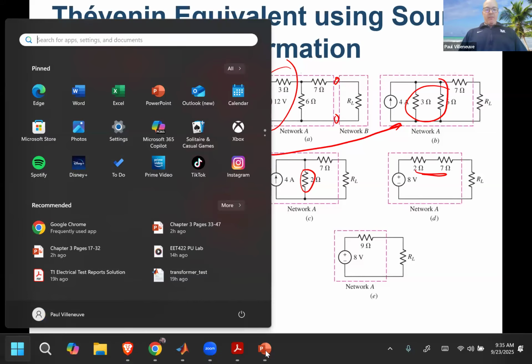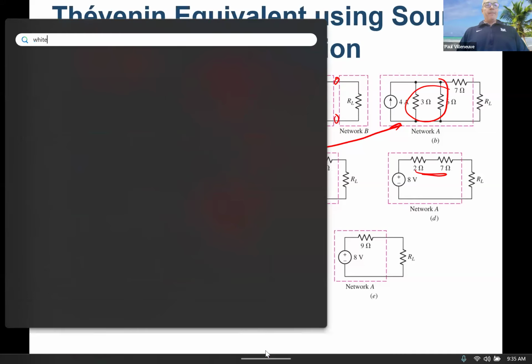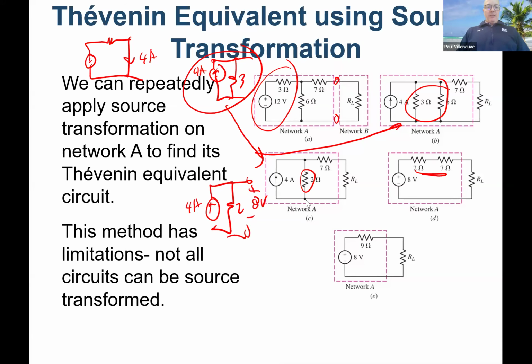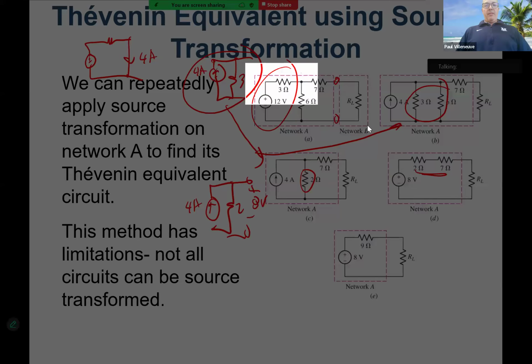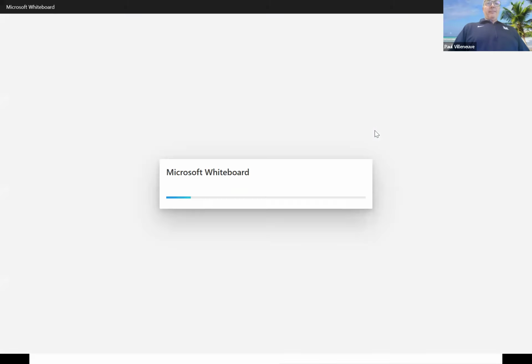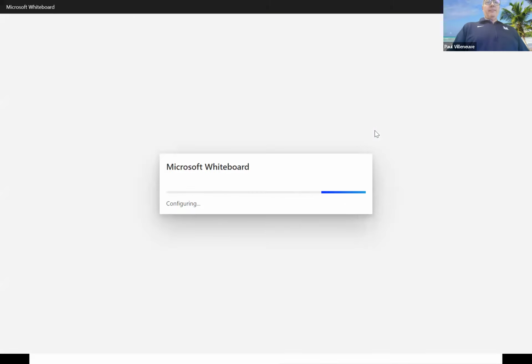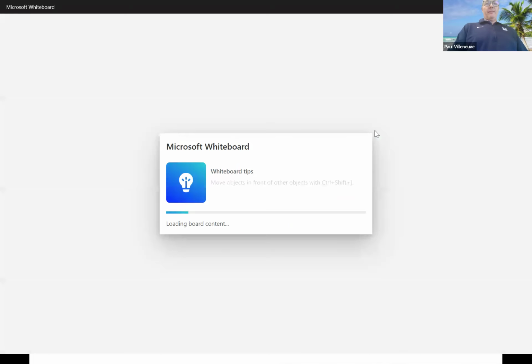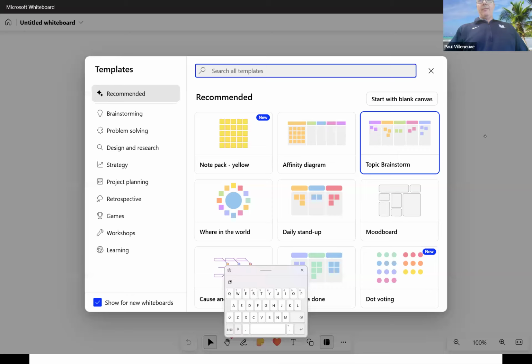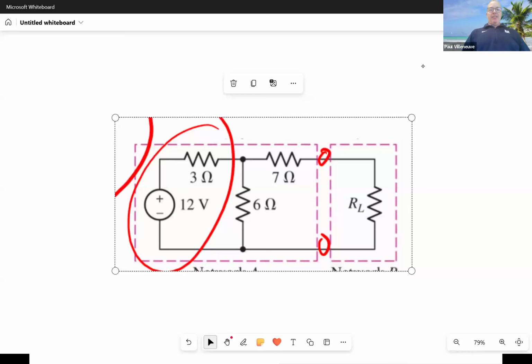Let me make sure I have whiteboard up. I don't. So let me copy this part of the circuit here, bring it over to whiteboard, and paste it over here.